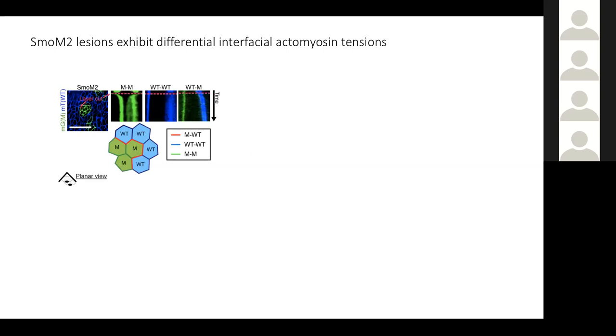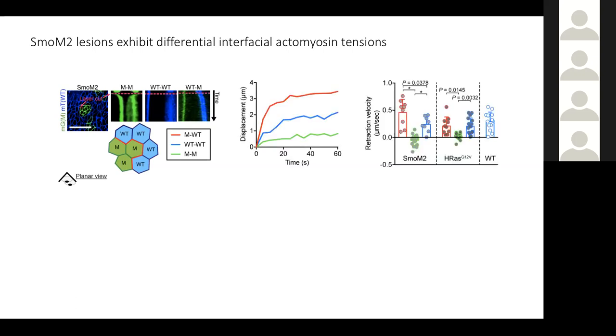We do a laser ablation at the junctions, in this case either within a mutant clone, at the periphery between a mutant clone and wild-type cells, or just between normal wild-type neighbors. And this is quite a bit of data, but I'll walk through one of the most important parts.